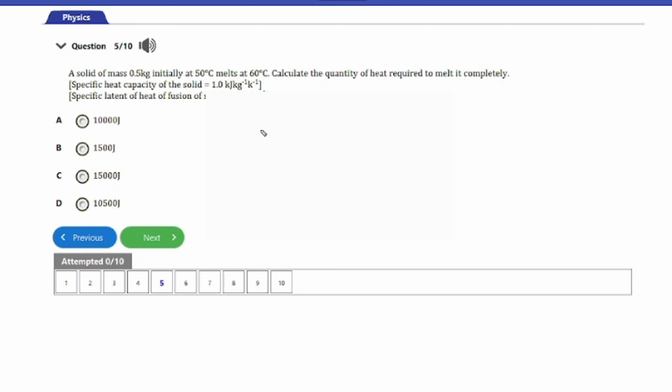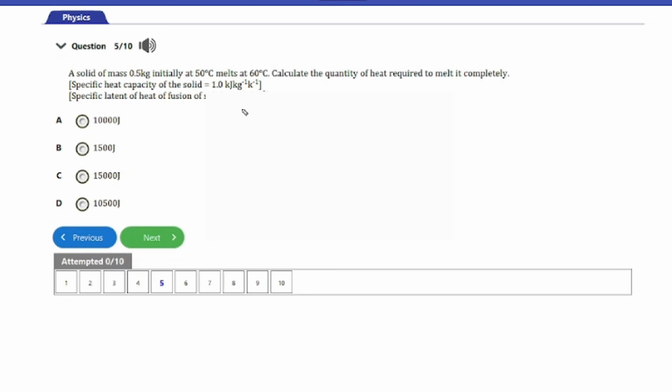It says, a solid of mass 0.5 kg initially at 50 degrees Celsius melts at 60 degrees Celsius. Calculate the quantity of heat required to melt it completely. So guys, over here we have the specific heat capacity of the solid to be 1.0 kilojoule per kilogram per Kelvin. Then the specific latent heat of fusion to be 2.0 kilojoule per kilogram.